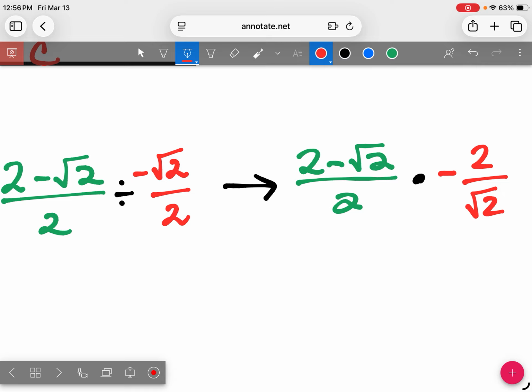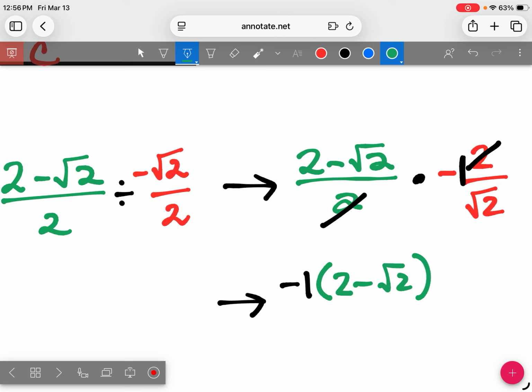And what's going to happen is these are going to cancel. But this is what I need for you to keep in mind, that this is still a negative 1 right here. The 2 goes away, but not the negative. So you end up with a negative 1 times 2 minus root 2, and that's all over root 2.